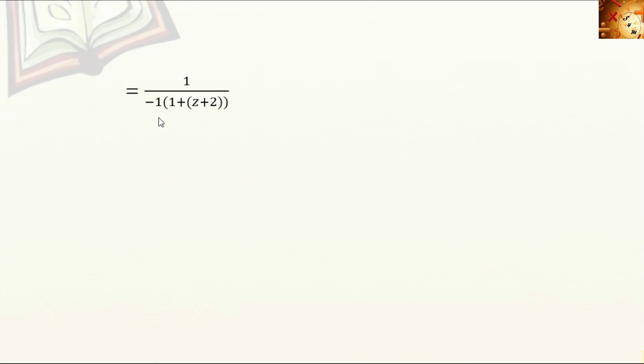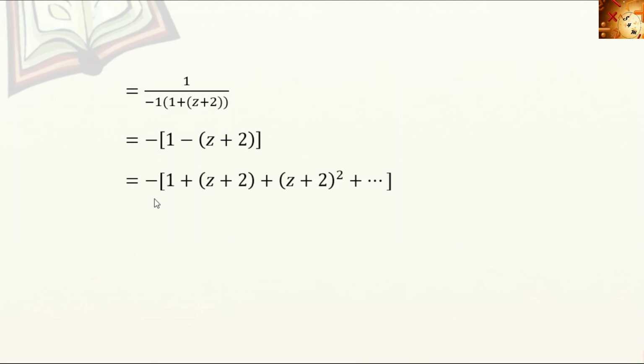Taking minus 1 outside, we got 1 plus (z plus 2). So this is of the form minus of (1 minus (z plus 2)) whole power minus 1. That is (1 minus z) whole power minus 1. The expansion is minus of (1 plus (z plus 2) plus (z plus 2) the whole square plus etc.) So this is the Taylor series expansion of the function about z equal to minus 2.